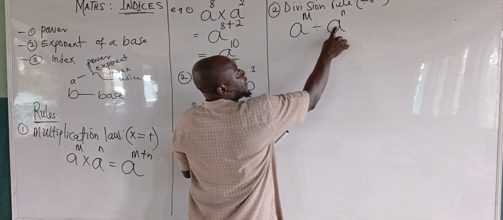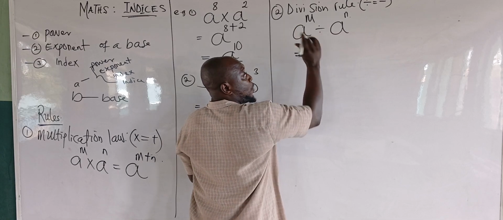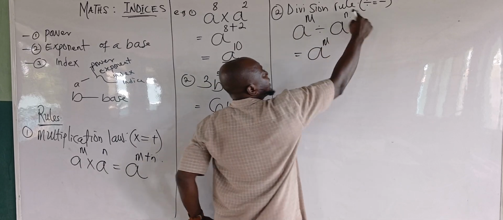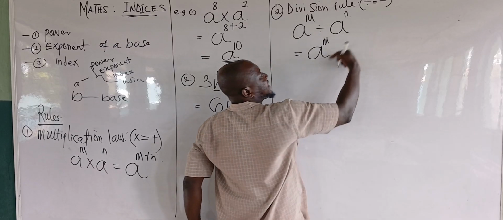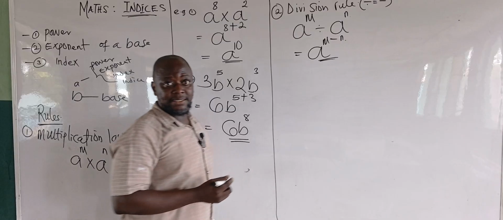First, I'll pick one of the letters, so long as they're the same. Rule 1, they are the same. So I'll pick this one, then change my divide now to minus. As I'm changing divide to minus, I'm giving it to this power. This is how we express this.